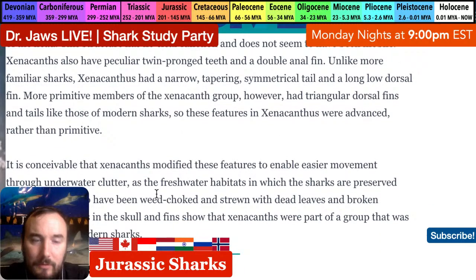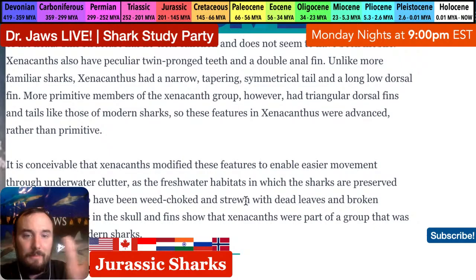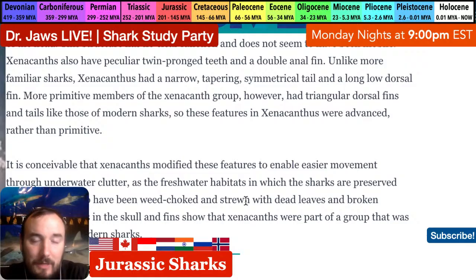Easier movement through underwater clutter. It makes sense. So that's actually really cool that the spine might be this weird feature that helps the shark cut through some weedy habitat. Because if it didn't have the spine, maybe it would have been tangled in some densely vegetated habitat potentially. That's a cool theory, honestly.